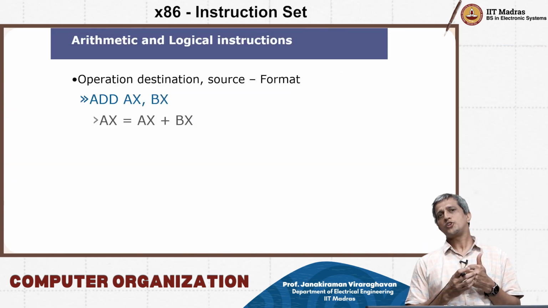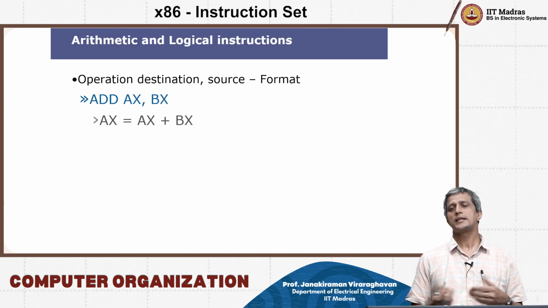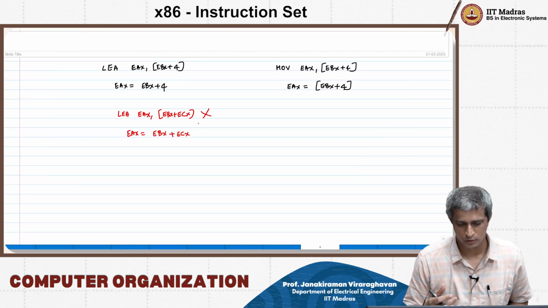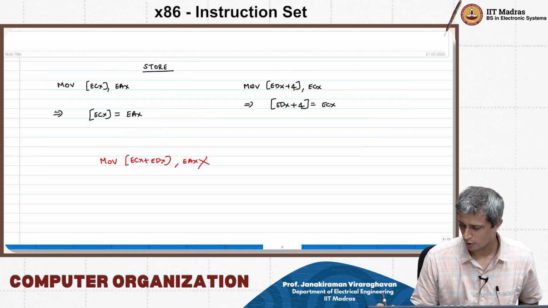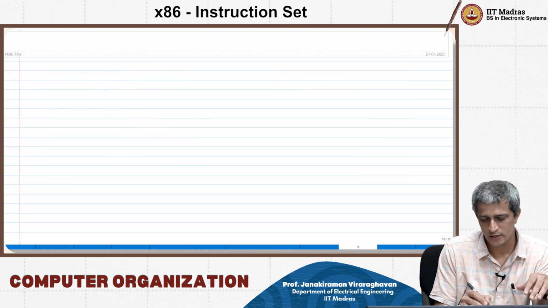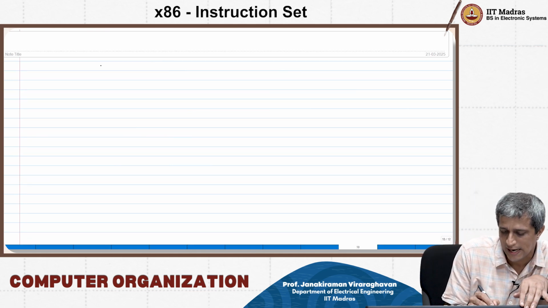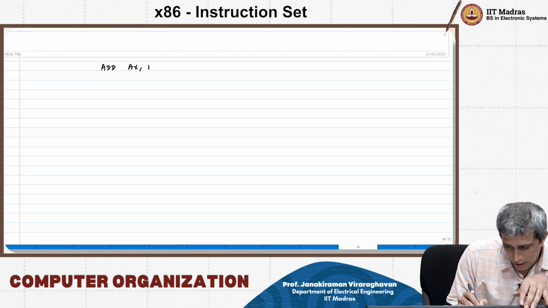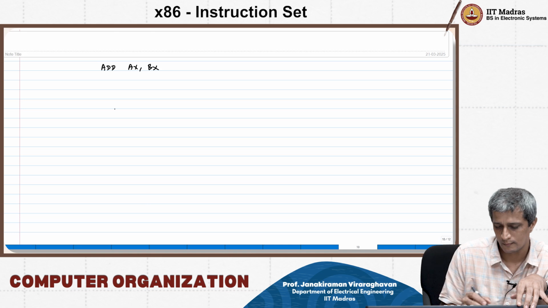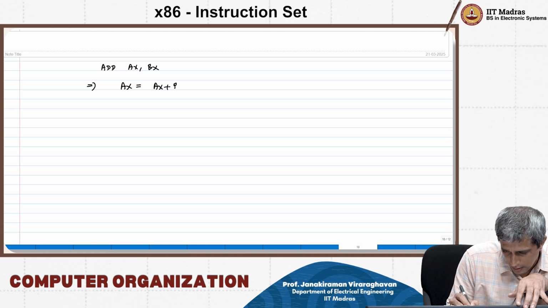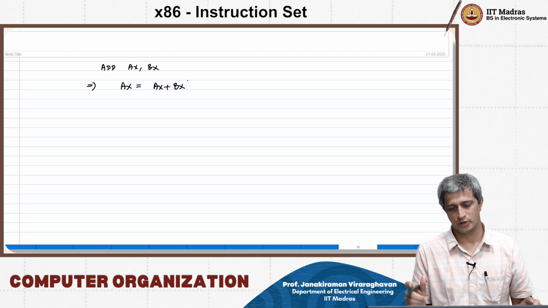Now the arithmetic and logical operations are of course exactly what you want to deal with. I just showed you, for example, for a change, instead of dealing with EAX, this time I am dealing with AX and BX. So I can do add AX comma BX, which implies AX is equal to AX plus BX, a 16-bit operation, right?